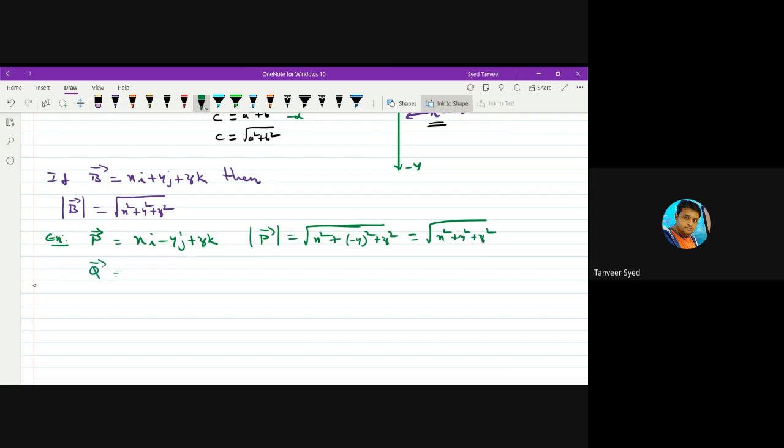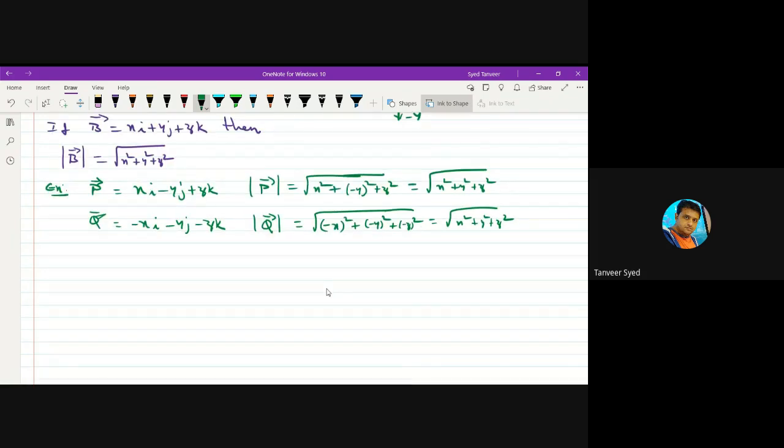If vector q is minus xi minus yj minus zk, then the magnitude of vector q will be root of minus x square plus minus y square plus minus z square, which will again be root of x square plus y square plus z square. So whether you have plus or minus in the vector, the magnitude will always be positive.